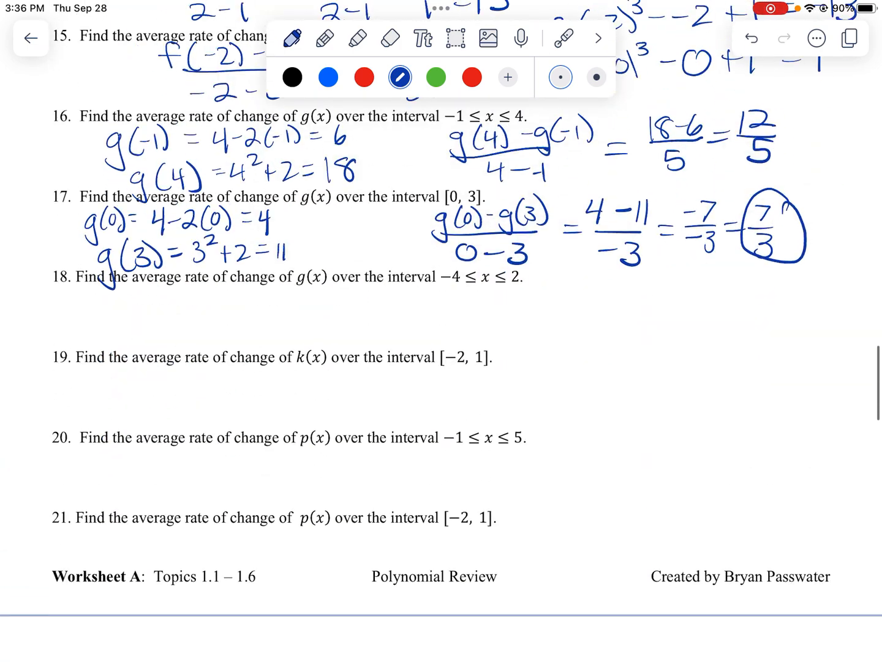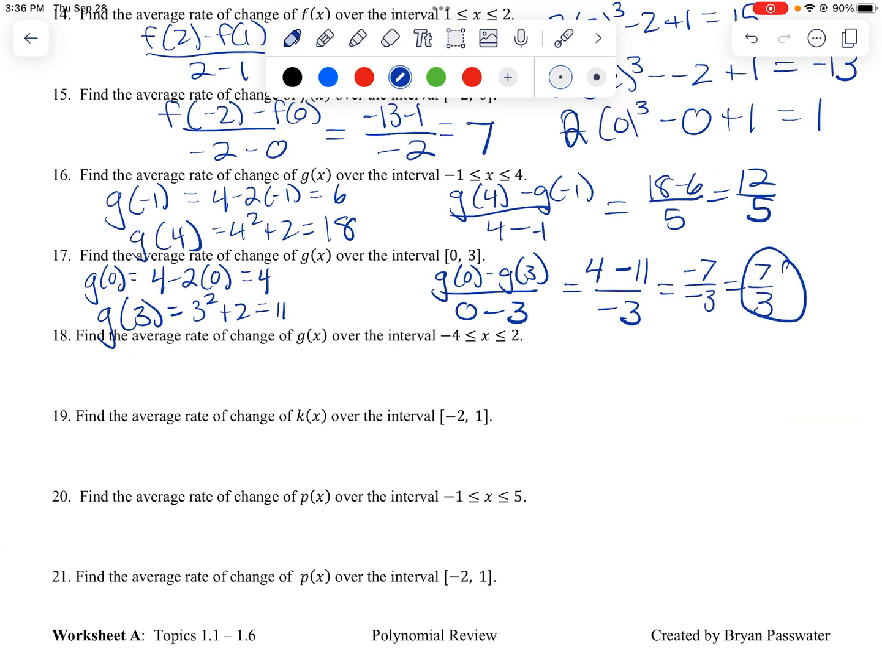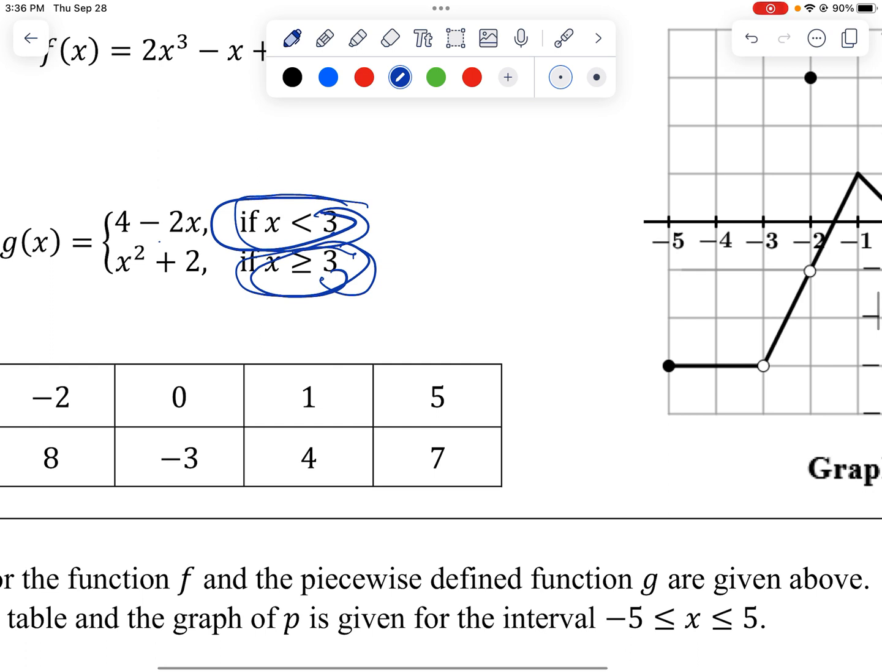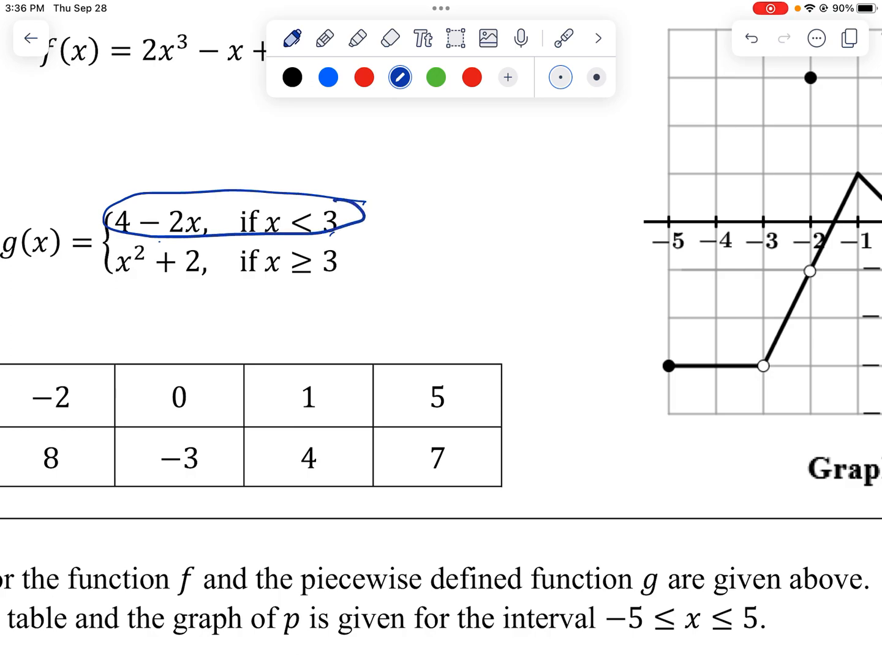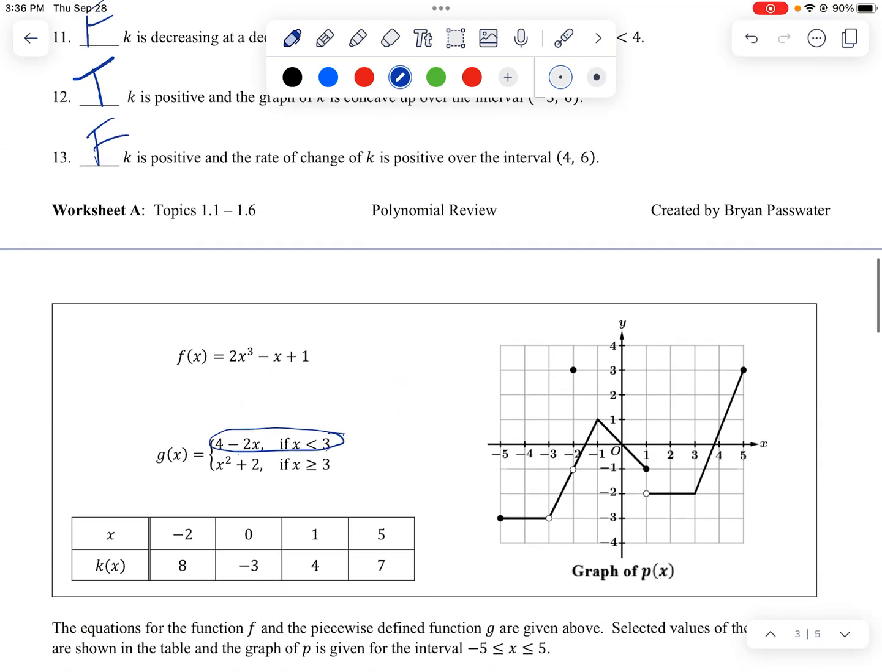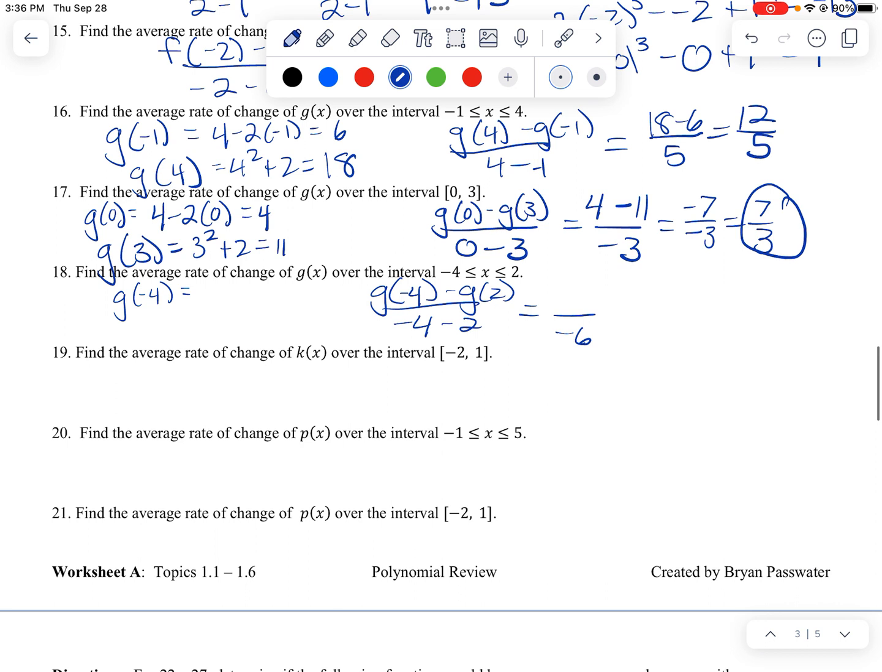All right, so the next one, from -4 to 2. So g of -4 minus g of 2 over negative 4 minus 2. So we have negative 6 on the bottom. So g of negative 4. So negative 4 means we have to plug it into this one. So g of negative 4. And I already forgot what it is. So 4 minus 2x. So 4 minus 2 times negative 4. Well, that'll give us 12.